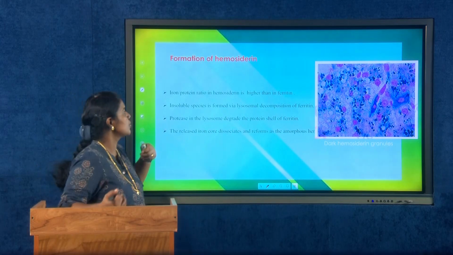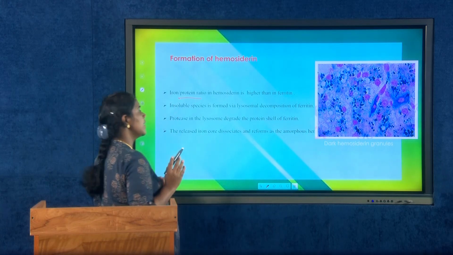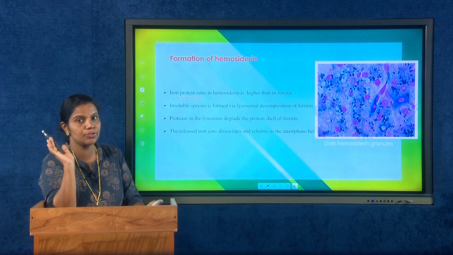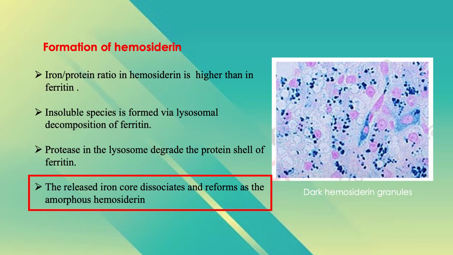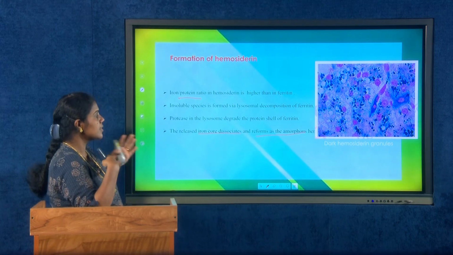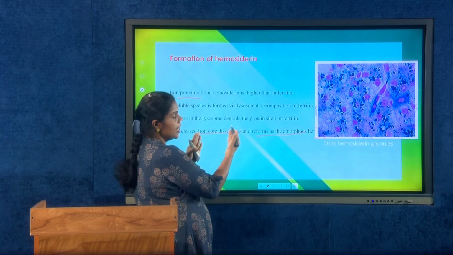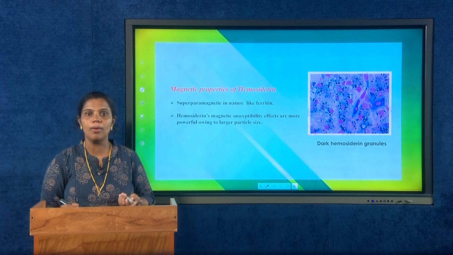Now, let us see the formation of hemosiderin. The iron protein ratio in hemosiderin is higher than that of ferritin. The insoluble species is formed by the lysosomal decomposition of ferritin. Protease in the lysosome will degrade the protein shell of ferritin. The released iron core will then dissociate and reform to the amorphous form. So, there will be degradation of the protein shell, and then the iron will be released, and the iron core will dissociate and reform to the amorphous form. This is how hemosiderin is formed.